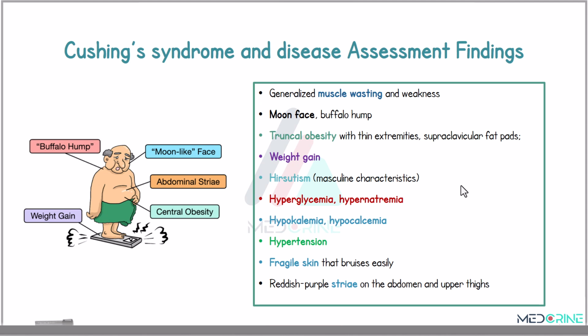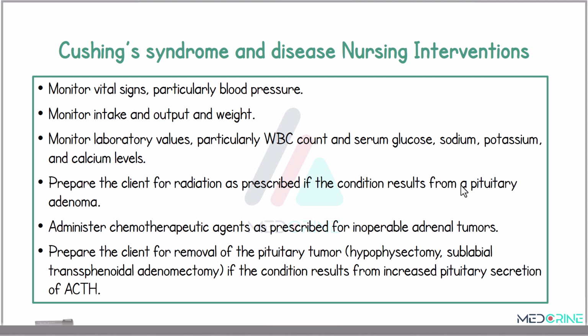In case of Cushing syndrome and Cushing disease, monitoring of vital signs and lab values, particularly blood pressure, glucose levels, and electrolytes, is key. You need to prepare these patients for radiation therapy if the cause is a pituitary adenoma, and administer chemotherapy if it's due to an inoperable adrenal tumor.